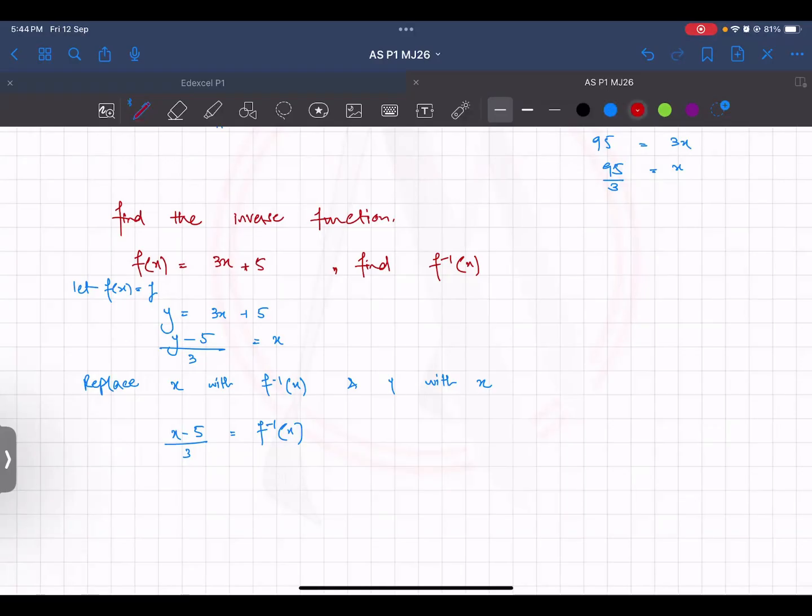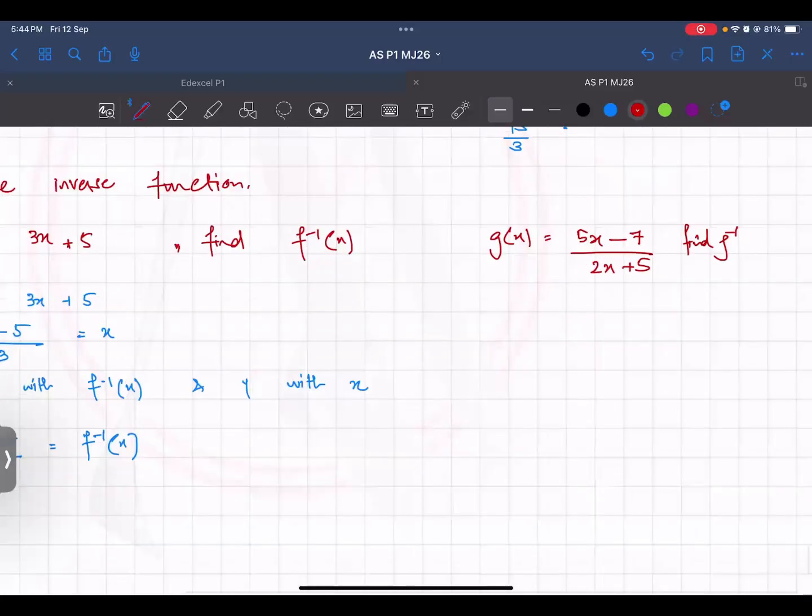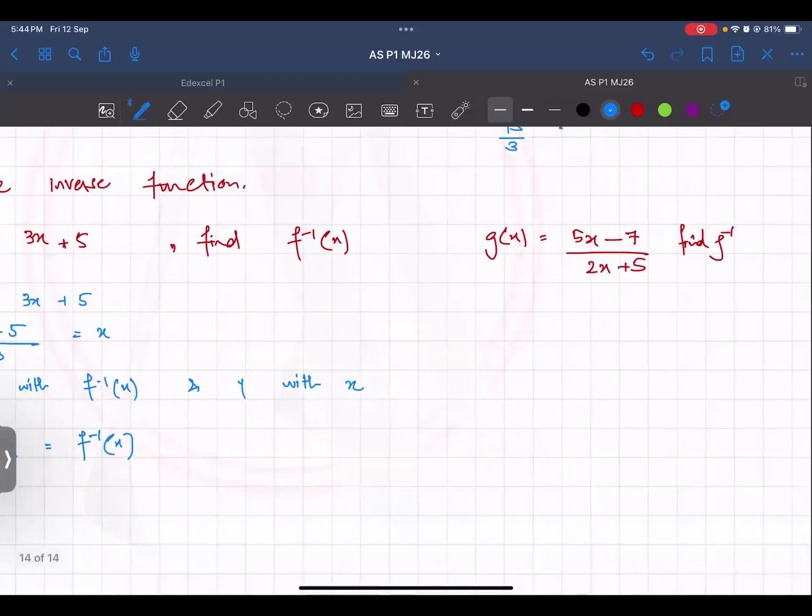Let's do another one. Let's suppose they have given you gx as 5x minus 7 upon 2x plus 5. They're asking you to find G inverse, G minus 1. So how would you do it? First, you would replace the gx with y, equal to 5x minus 7 upon 2x plus 5. And now it is algebra. You have to make x the subject.